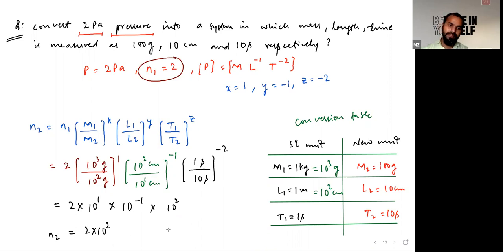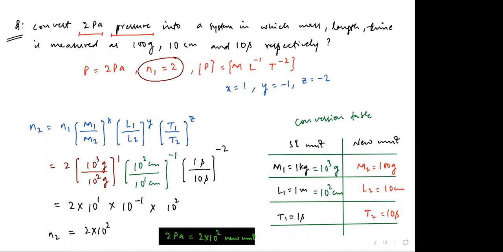So how to write the answer of this particular conversion? It should be written like: 2 Pascal is equal to 2 into 10 to the power 2 in terms of the new unit. Is it clear? Yes, sir. Okay, just write it down.